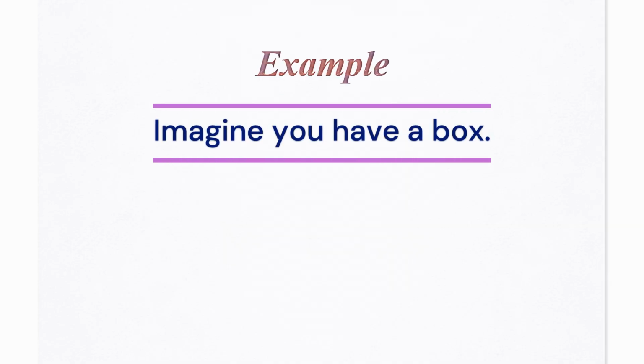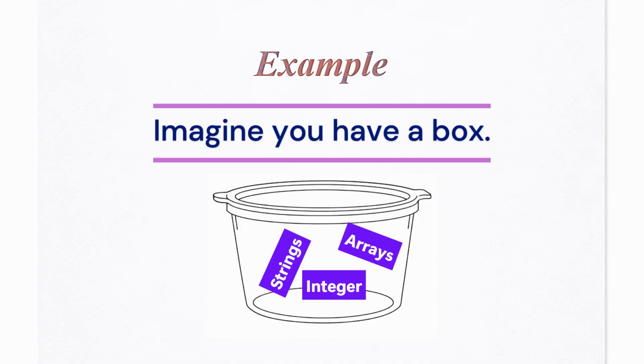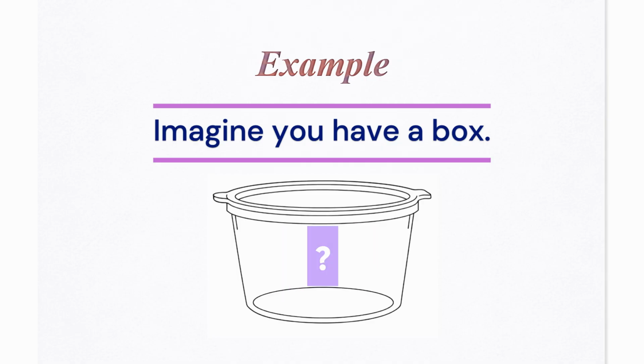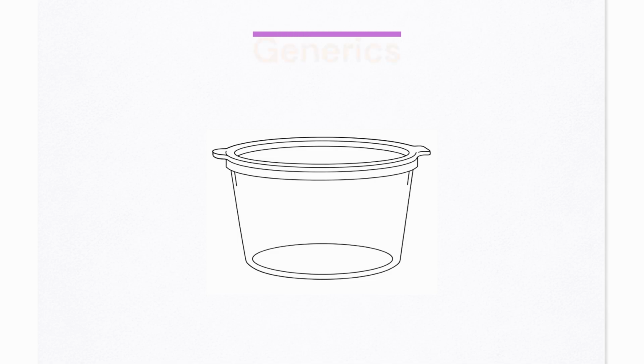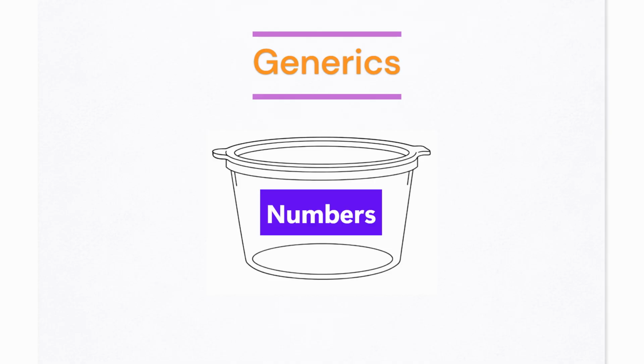Imagine you have a box. Without generics, this box can store anything. You put something inside, but later, you're not really sure what's in it. That's risky. Now with generics, you label the box. You say, this box is only for strings, or this box is only for numbers. That label is called generics.